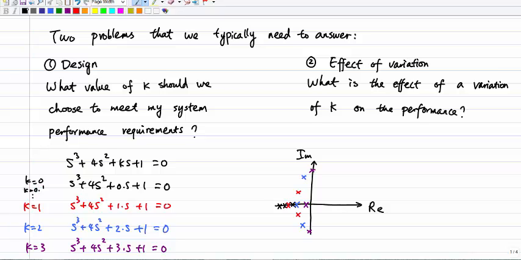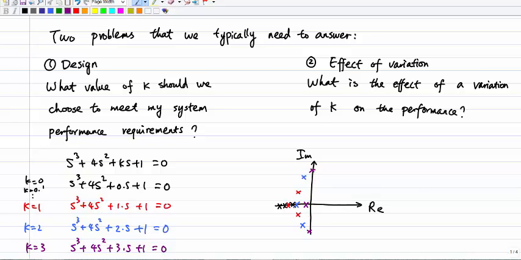For example, if k is 0, this black one represents the poles. I use x to represent the poles. So when k is 0, I have three poles, located at these locations: here, here, here. When you change k to 1, for example, you have here, here, here, the three red ones. The locations of the poles change because I change k. Similarly for k is 2, the pole locations change. Similarly for k is 3, they also change.